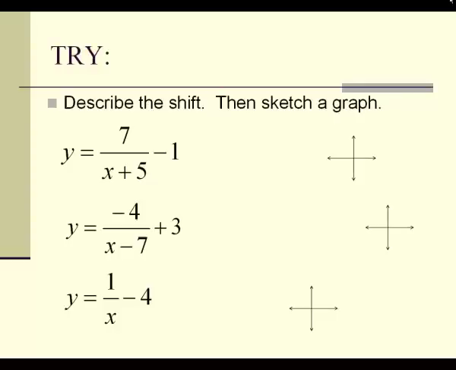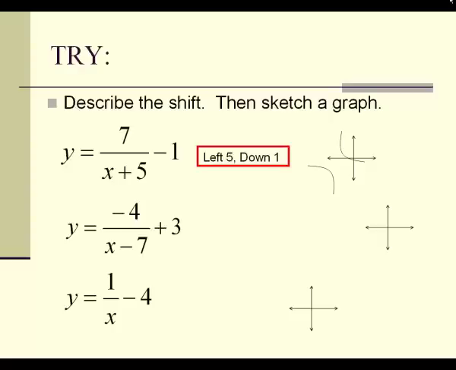Okay, here's three examples for you to try. I want you to describe how it's shifted and then sketch a graph on your paper and pause the video until you're ready. So on the first one, we are shifting left 5 because of the plus 5 in the bottom of the fraction, and we're shifting down 1 because of the minus 1 on the end. So when you draw your branches, you want to go left 5, down 1, and then draw your branches in the top right and bottom left corner of those asymptotes.